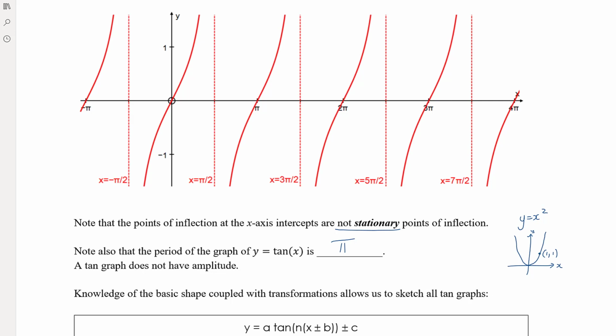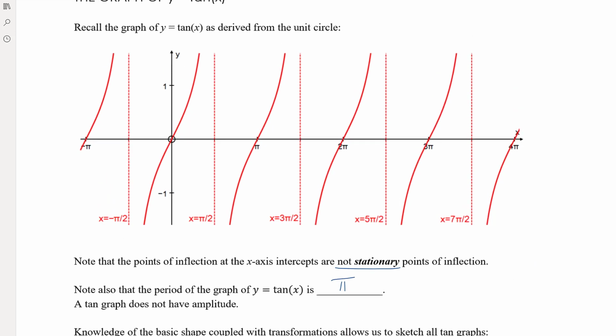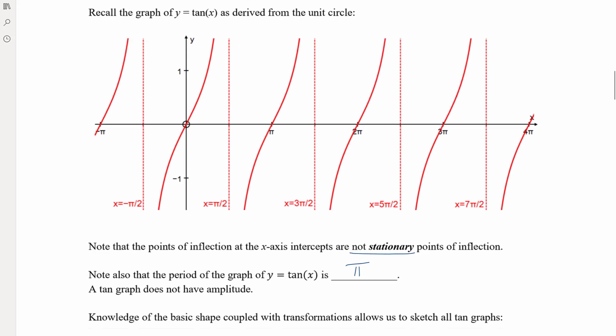The same is true of the tan graph. If you just draw this tan graph with no other scale, how do I know that this isn't 2 times tan x, or 10 times tan of x, or half times tan of x? How do I know what the dilation is? And that's where a key point is going to be helpful here.